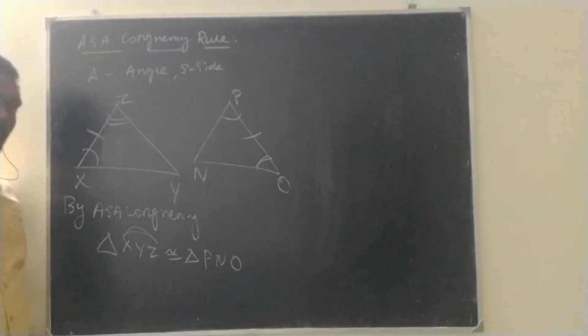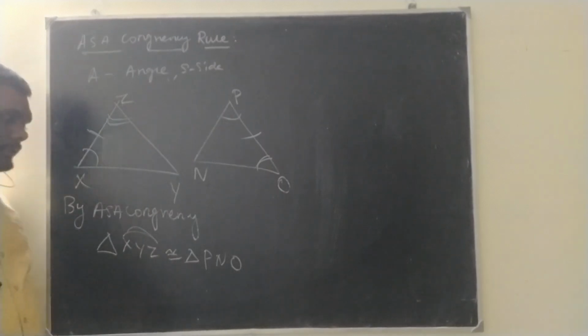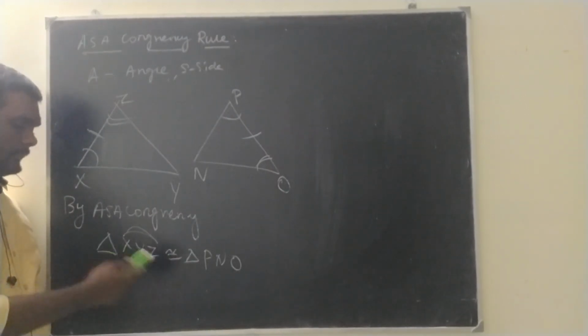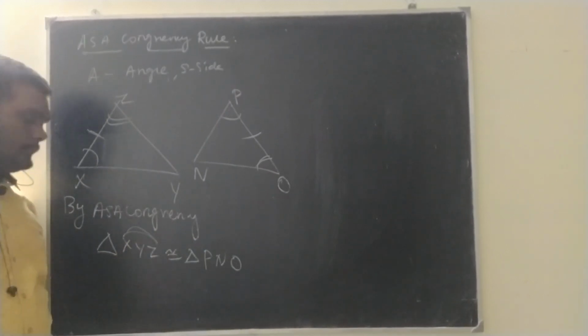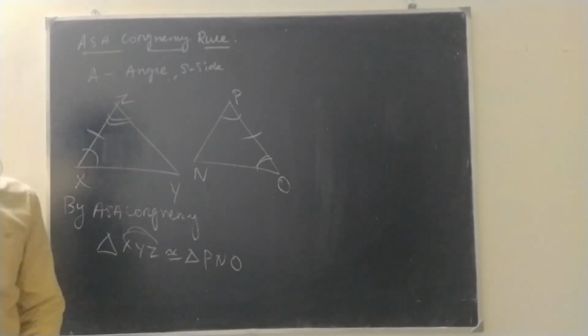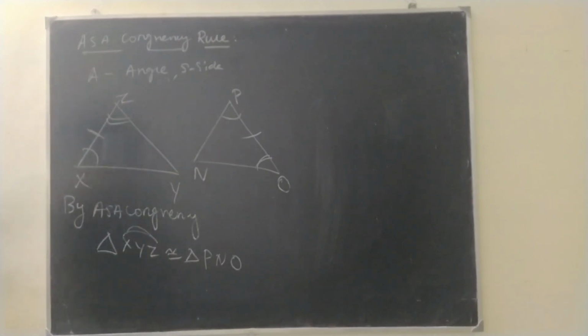Okay, that is the manner in which we have tried. See, XZ will be equal to PO. Also, X is equal to P, Z is equal to O. So this is what the ASA congruency rule is about.